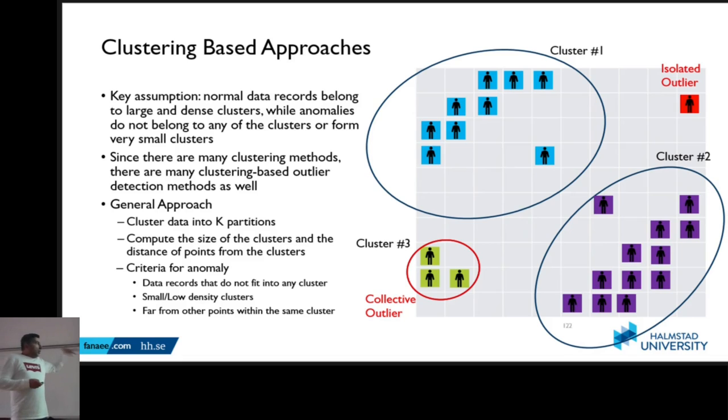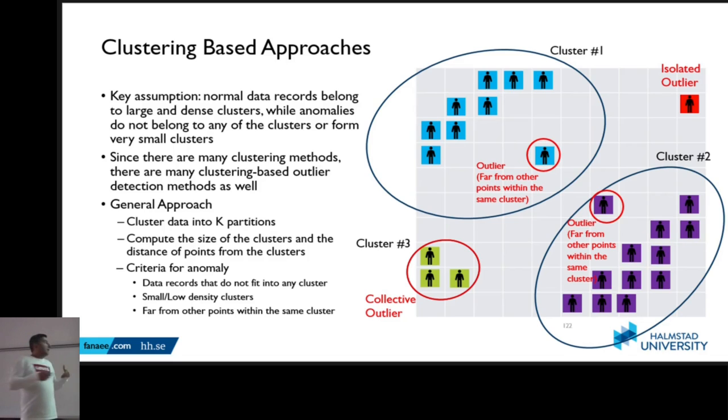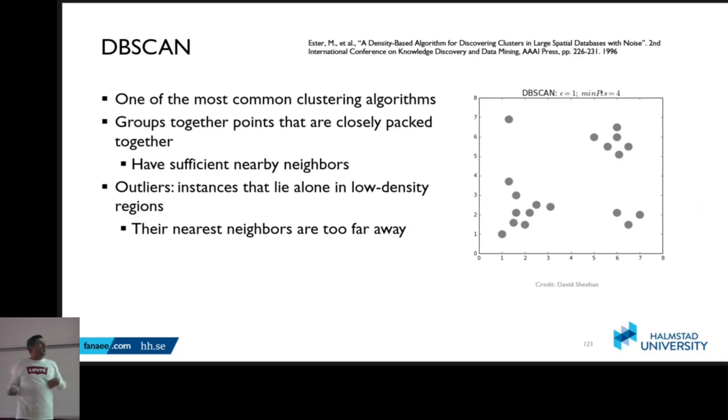Also, small or low density clusters can be a kind of collective outlier as well. For instance, look at this cluster. It has only three members, so probably this one also can be a collective outlier. Or those points that are far from their neighbors in the clusters can also be outliers. For instance, these two points can be outliers. This is the basic idea of clustering. We have a very popular clustering algorithm that can also be used for anomaly detection. It's called DBSCAN. It's very famous in the literature of data mining.